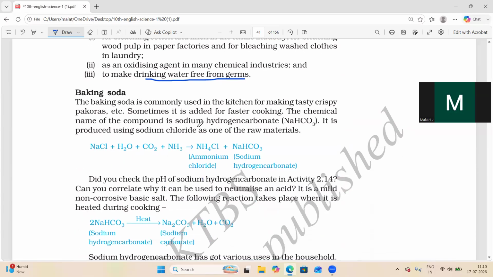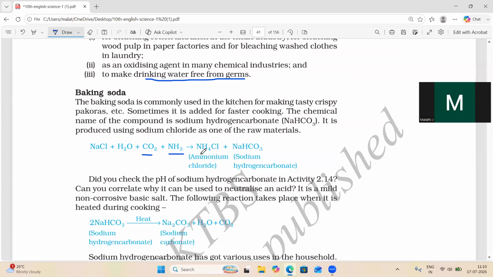Then baking soda. How do we get baking soda? When sodium chloride reacts with water, carbon dioxide and ammonia.